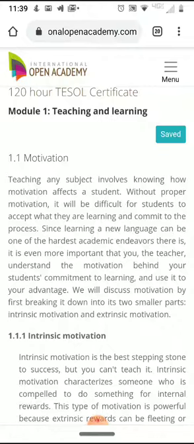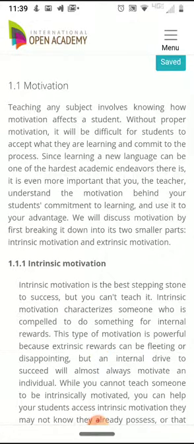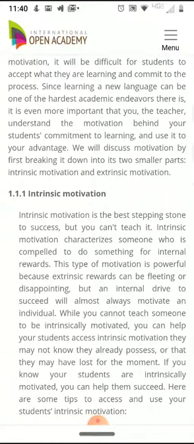These are important. Intrinsic motivation. Intrinsic motivation is the best stepping stone to success, but you can't teach it. Intrinsic motivation characterizes someone who is compelled to do something for internal rewards. This type of motivation can be powerful because extrinsic rewards can be fleeting or disappointing. But an internal drive to succeed will almost always motivate an individual.